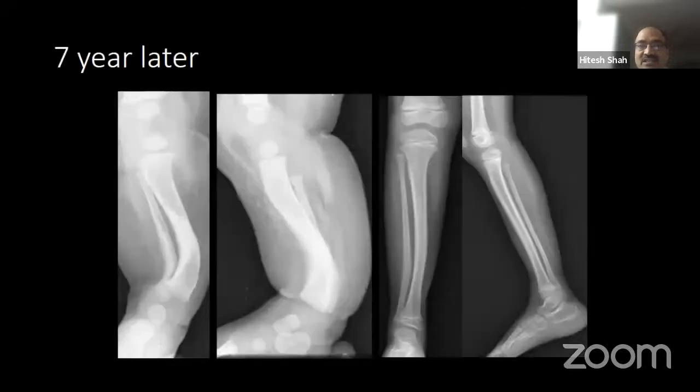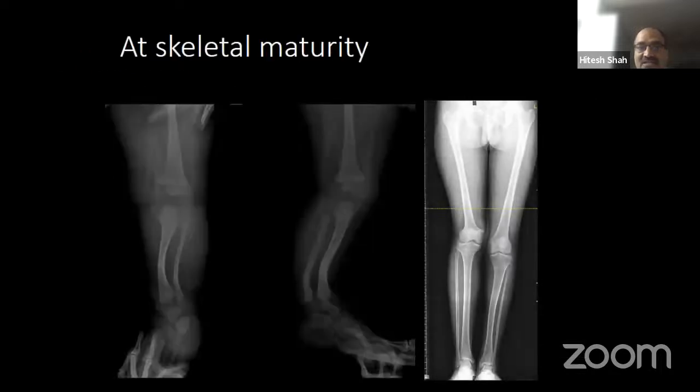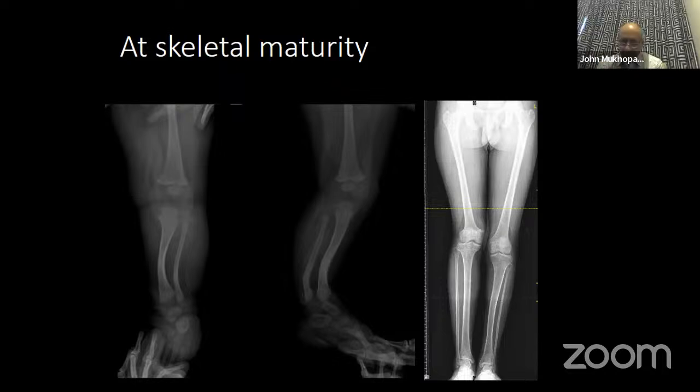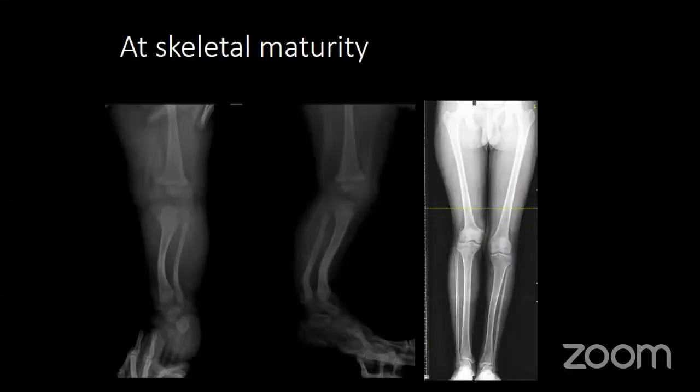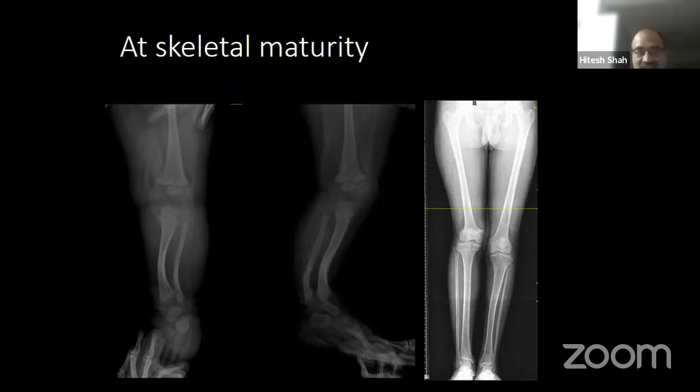So if you see another child who has got very well corrected, the same child at skeletal maturity, you can see that its deformity was quite okay and it has got corrected very well. So, can anybody say quickly, if there is a shortening, what will you do? Because when we say there is a residual deformity or shortening. Sir, shoe raise. Okay. Yes. Any other issue? Any other treatment modality?